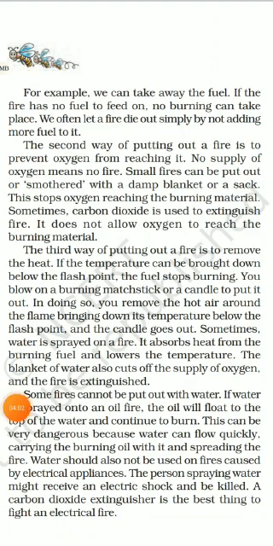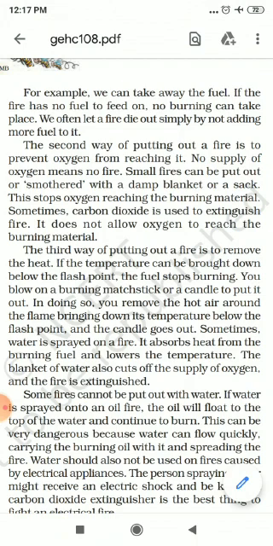Sometimes water is sprayed on fire. Suppose a fire is there, and it is not very big, water can also take out the temperature. It absorbs heat from the burning fuel and lowers the temperature. This way, when you spread water on the heat, it reduces because it takes out the temperature. The blanket of water also cuts off the supply of oxygen and the fire is extinguished.